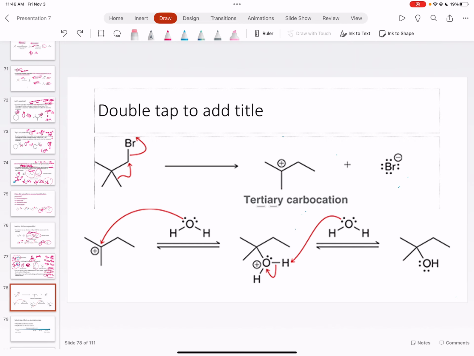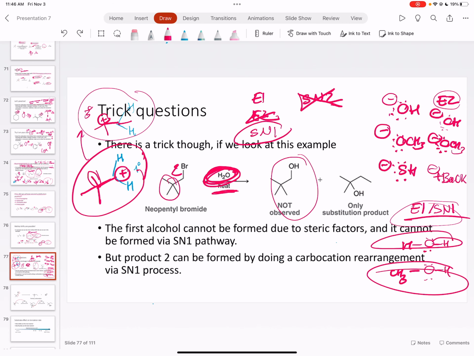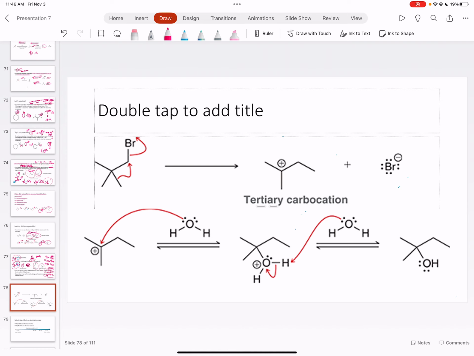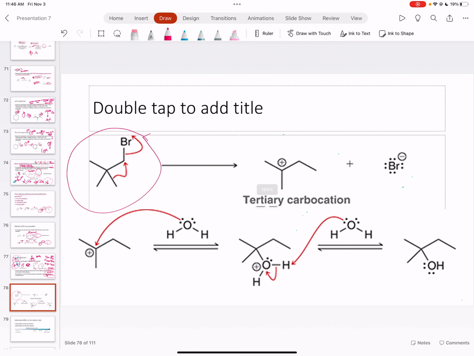So this is just a step-by-step on how we were able to get this substitution product. Like we said, we lost that bromine. We're giving rise to a primary carbocation, but then we did a methyl shift, so we have a tertiary carbocation now. And you can see here we have our bromine group. Then we were able to do that substitution.